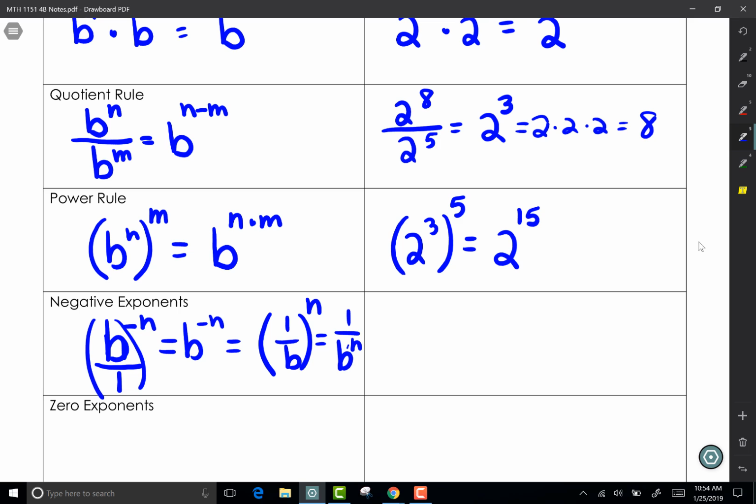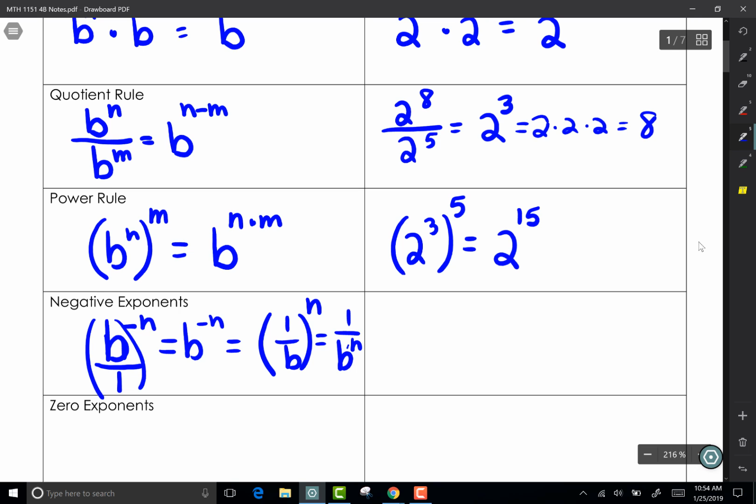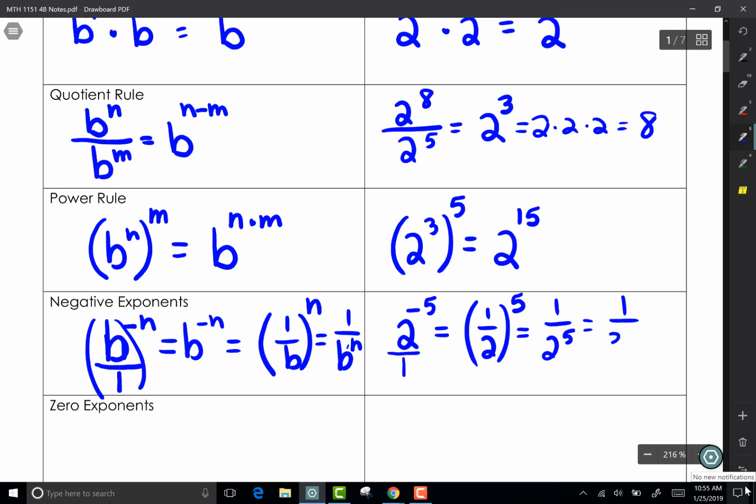So for example, if I wrote down, like say 2 to the negative 5th, even though I don't write it in there, this is 2 over 1. Okay, I'm going to take the reciprocal, and I'm going to raise it to the positive 5, because I took the reciprocal, which I can rewrite as 2 to the 5th in the denominator, 1 over 2 to the 5th, and 2 to the 5th is 32, so I can write it as 1 over 32.